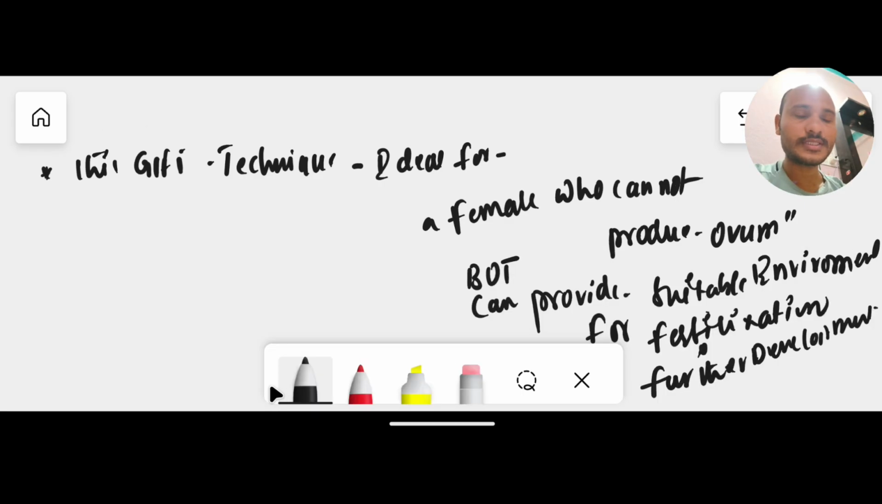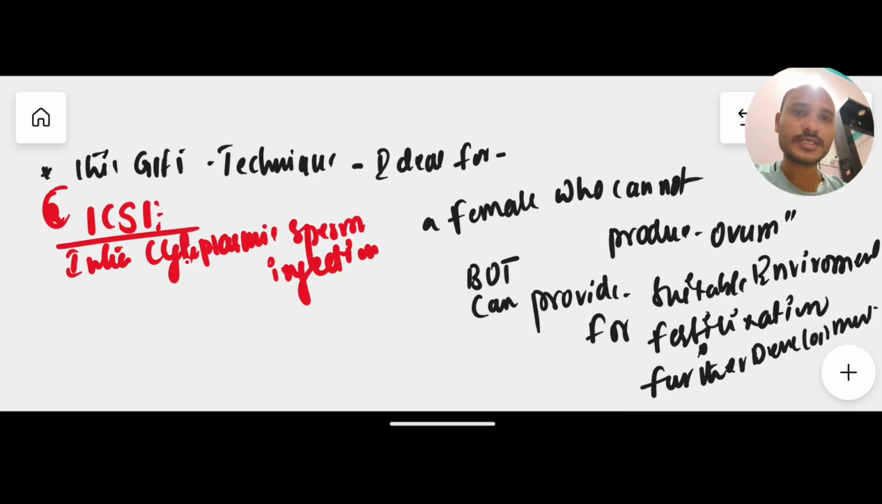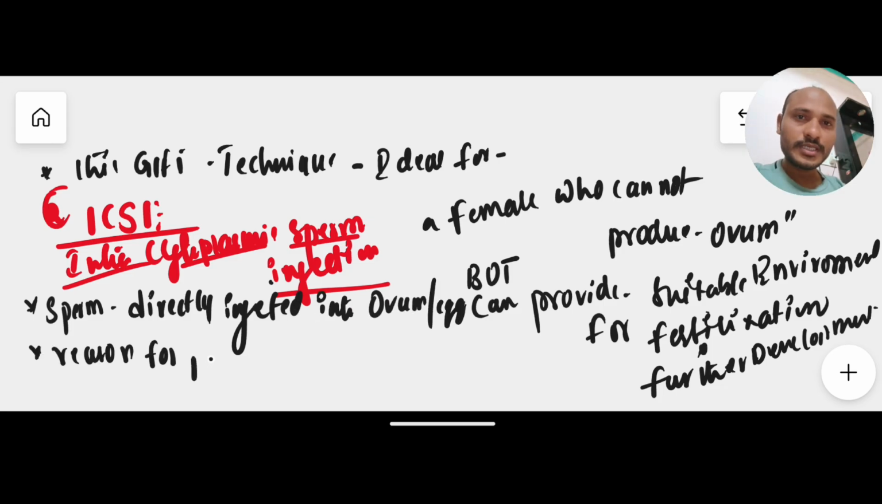So that is ICSI, the second one. Here ICSI means intracytoplasmic sperm injection, in which sperm is directly injected into the ovum or egg.